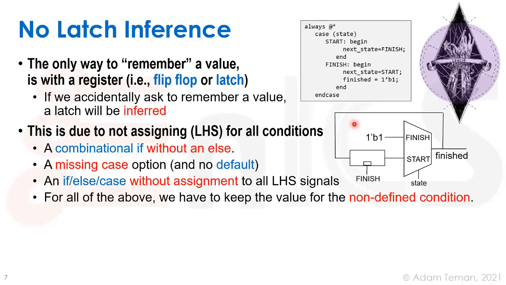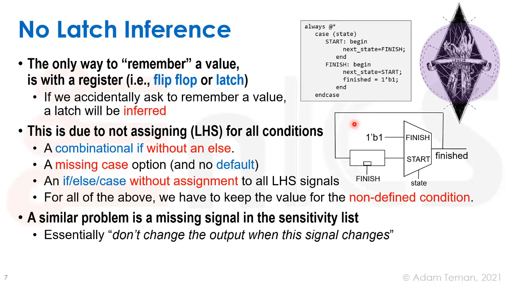Okay, for all of the above, we have to keep the value of the non-defined condition, and this is going to cause latch inference. A similar problem is a missing signal in the sensitivity list. It doesn't cause exactly a latch, and simulators and synthesizers will handle it differently. But basically, let's say we have a 3-input NAND, and we only put A and B in the sensitivity list. Then what happens if C comes? We're basically telling the tool, don't change the output when C changes.